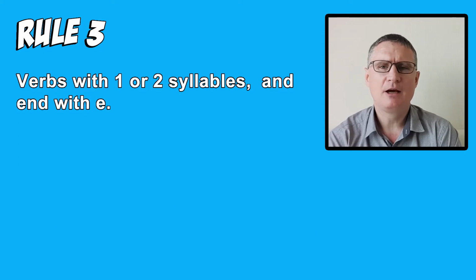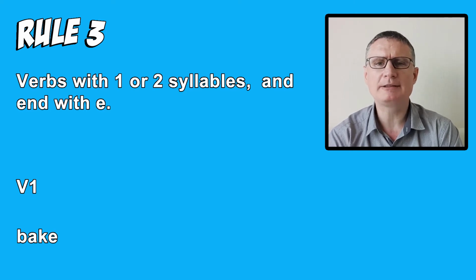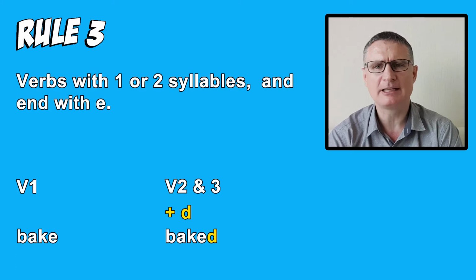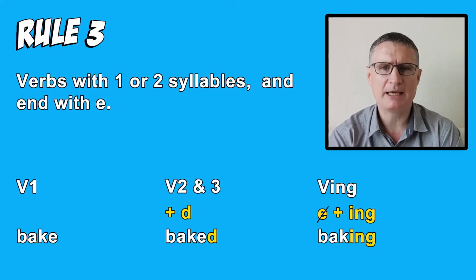Rule number 3 says if the verb has one or two syllables, but it ends with an E. For example, bake, B-A-K-E. One syllable and it ends with an E. So all I do for verb 2 and 3 is add the D, not the ed, because it has an E already. So it comes out as B-A-K-E-D. But for the ing, I have to take out the E and then add the ing. So that will be B-A-K, take out the E, then I put ing, baking. Okay, that's rule number 3.